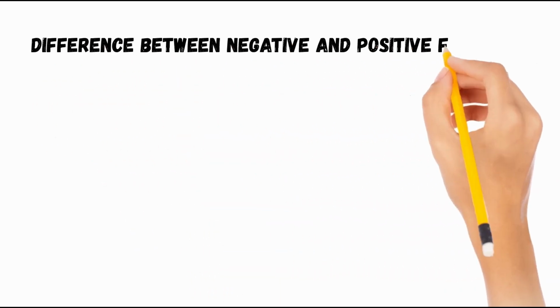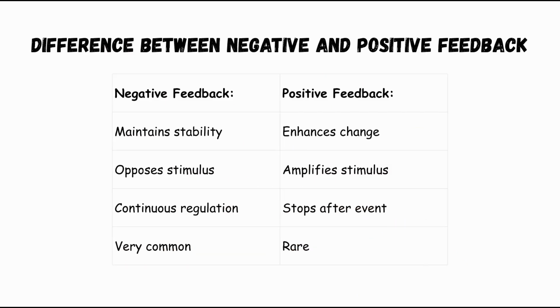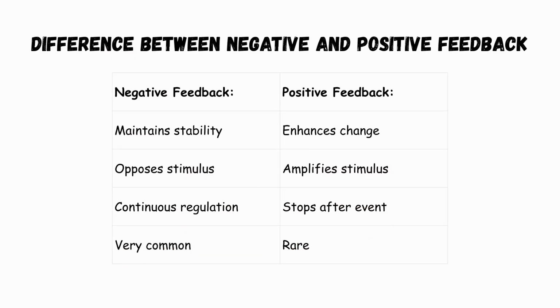Negative feedback maintains stability by opposing changes and is continuous throughout life. Positive feedback enhances changes and is short-lived, stopping once a specific event is completed. Both mechanisms are essential, but negative feedback is far more common in maintaining homeostasis.